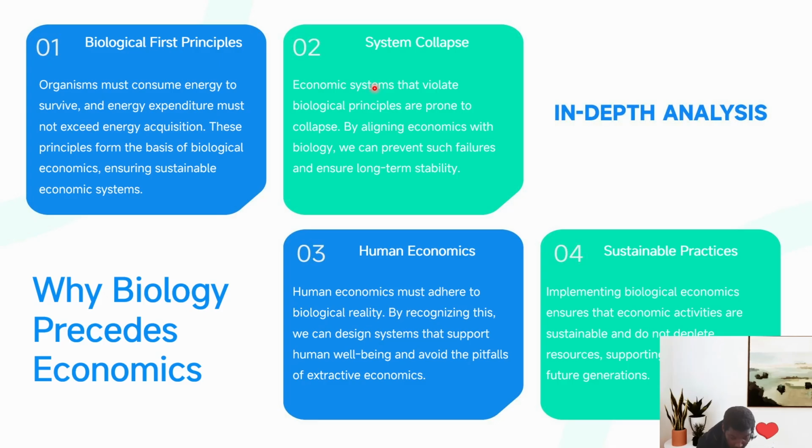Just confirm my work. 90% of the energy is wasted going to catch the food, going to sleep, going to find other things. This is the core principle of biological economics: why biology precedes economics. Second principle, system collapse. Economic systems that violate the biology rules are prone to collapse. By aligning economics with biology, we prevent such failures and ensure long-term stability.